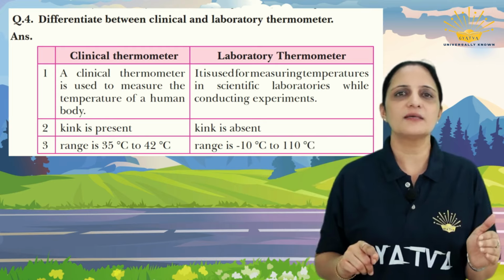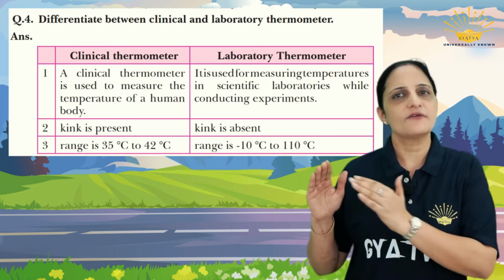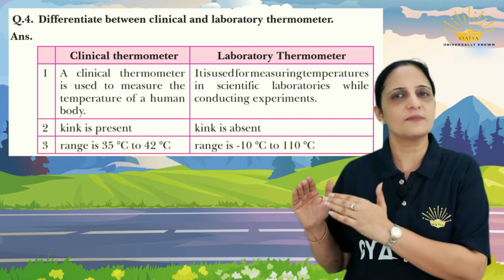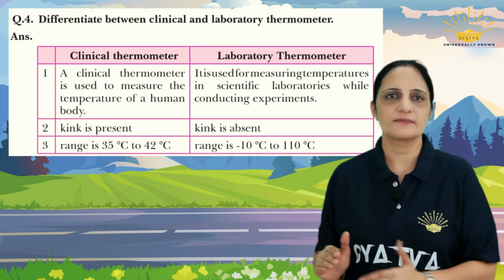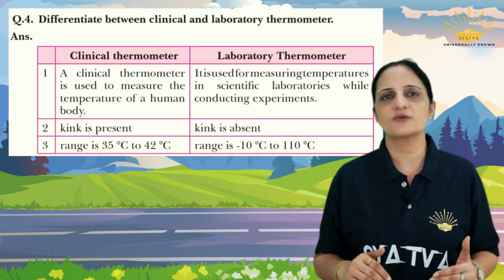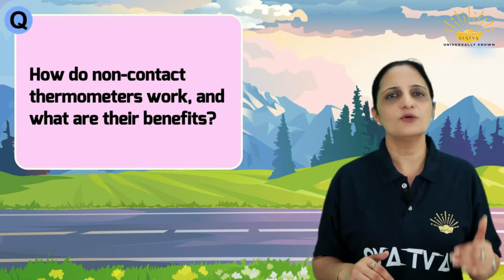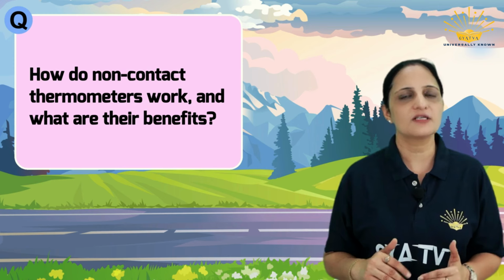The range of clinical thermometer is from 35 degrees Celsius to 42 degrees Celsius, whereas for laboratory thermometers it is from -10 degrees Celsius to 110 degrees Celsius. Hope you are clear with the questions also. Okay, now we come to the next question. Question number 5. How do non-contact thermometers work and what are their benefits?